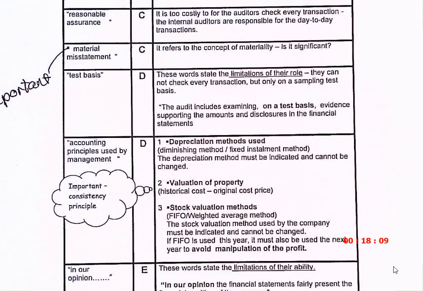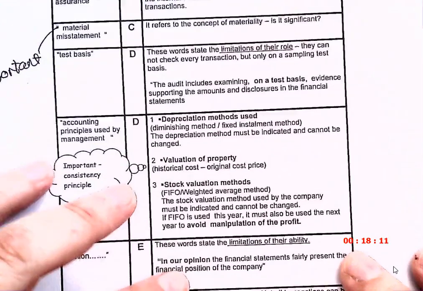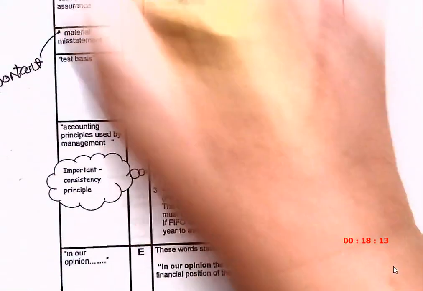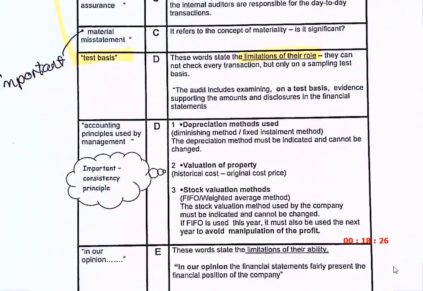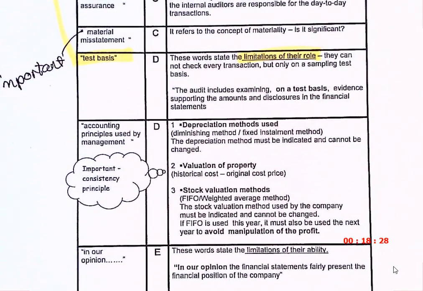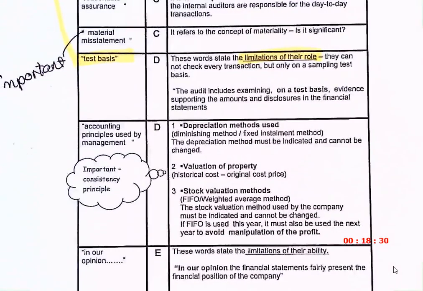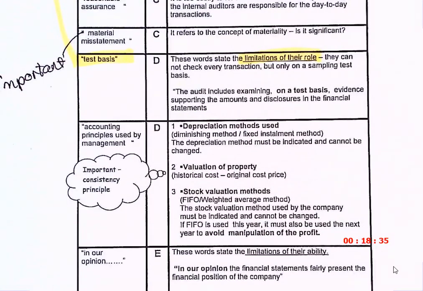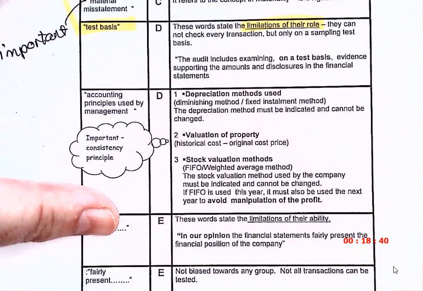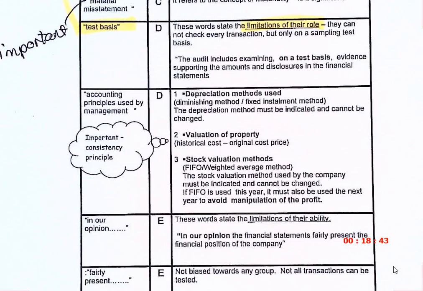Okay. Now, a test basis, again, it's the same thing. So a test basis is basically what they tell you on those pages. It tells you they are limited. Their opinion has limits to it because they have access to all the books, to all the information, but they do not have time to verify every single part of it. You see? Okay. So it's done on a test basis. I take a sample.